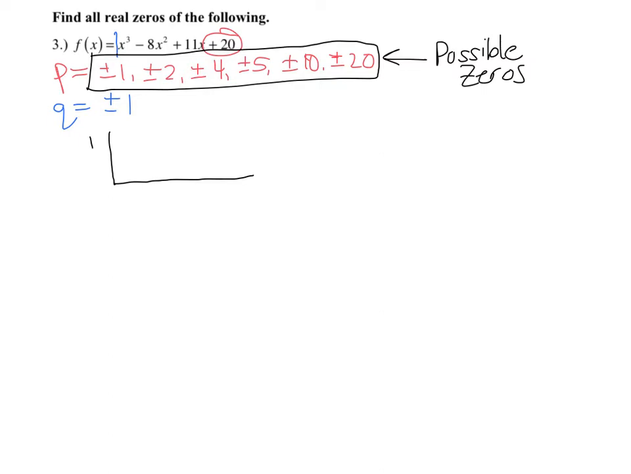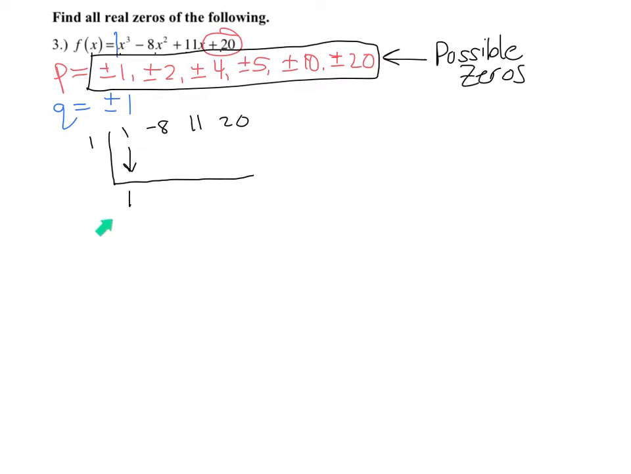So I'm going to start by testing positive 1. I'm going to list all my coefficients from the original function. So the x cubed coefficient is 1, the x squared coefficient is negative 8, the x coefficient is 11, and the constant is 20. So I make sure all my place values are there. I've got cube, squared, linear, constant. Remember that your first term comes straight down. Your leading coefficient, nothing happens to it.